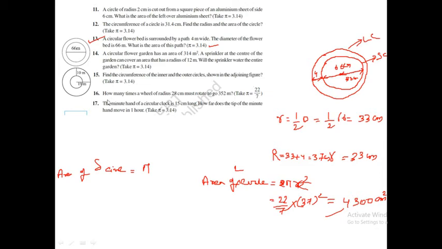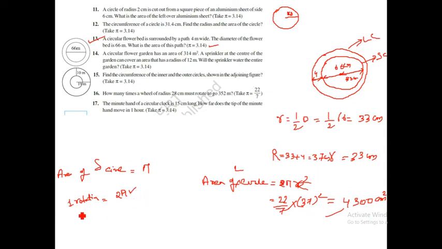So question number 16 says, how many times must a wheel of radius 28 centimeter rotate to go 352 meter? Let's consider this one is a wheel and its radius is 28 centimeter. We know that one rotation equals 2 pi r.